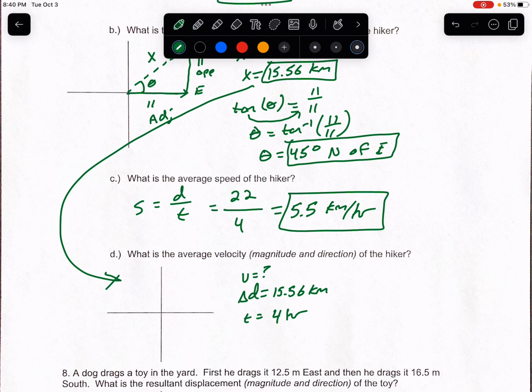So V equals D over T, so velocity equals 15.56 divided by 4. And you're going to get a velocity of 3.89 kilometers per hour. Now, velocity is a vector, so we got to throw direction on there. So we're just going to keep our same angle, 45 degrees north of east.